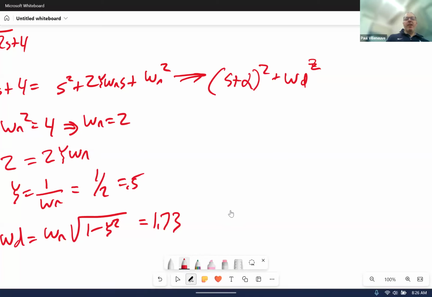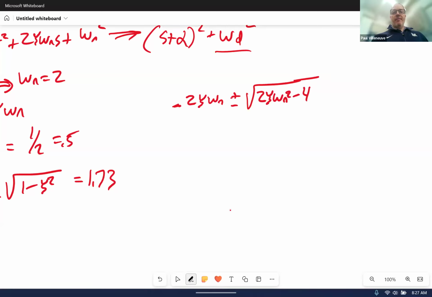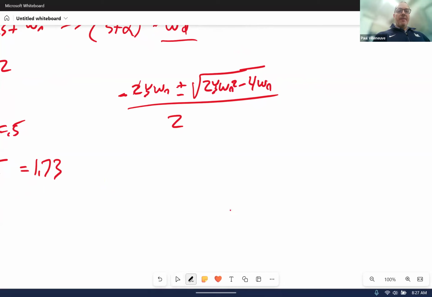So this is omega sub d squared. All you needed to do was use the quadratic equation, right? Negative b, so negative b is equal to negative 2 zeta omega sub n, plus or minus the square root of b squared minus 4ac, all over 2a. That's the general equation.